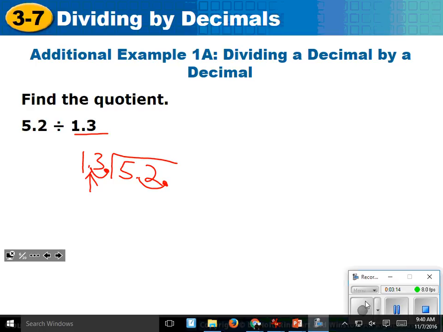So by doing that, now I have this problem. 52 divided by 13. How many times does 13 go into 52? 4. You're right. It is 4. Okay? So minus 52, 0. And we don't have to move that decimal up in this situation. We can just leave it right where it is. Okay?